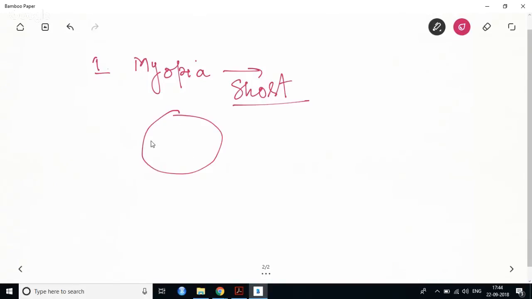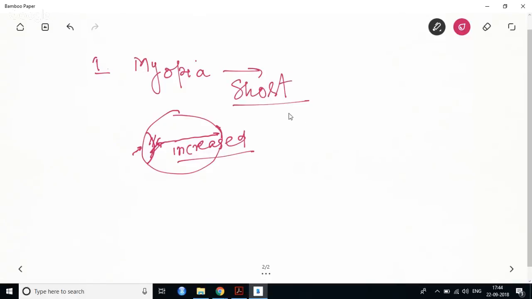If you have this human eye, here is your ciliary muscle which adjusts the focal length, but the gap between the retina and the lens which is here is increased. So in myopia, the distance between the lens which is present here and the retina where the image is formed is increased.